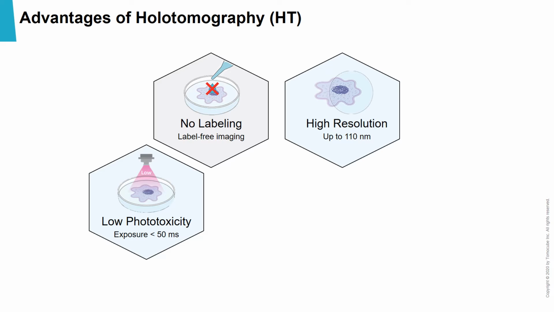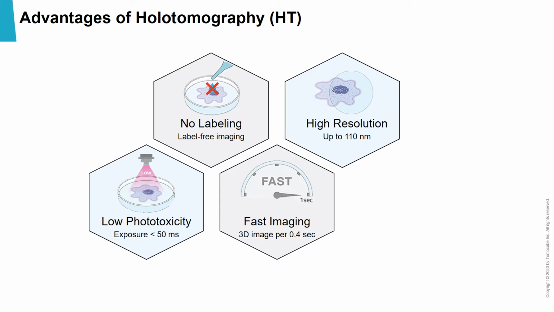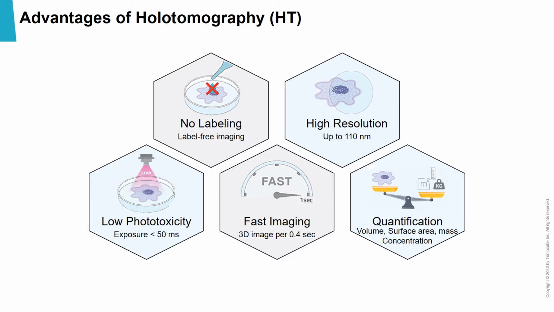Since there's very little energy transferred from the light to the cell, you can ignore the heat generation or damage caused by the laser. It takes about 0.1 to 0.4 seconds to measure the three-dimensional data, followed by the reconstruction process, so you can address the very fast dynamics of live cells and tissues. And lastly, from the measured 3D data, you can perform quantification of the acquired image, such as cell volume, surface area, dry mass, and protein concentration, and present them in real physical numbers.